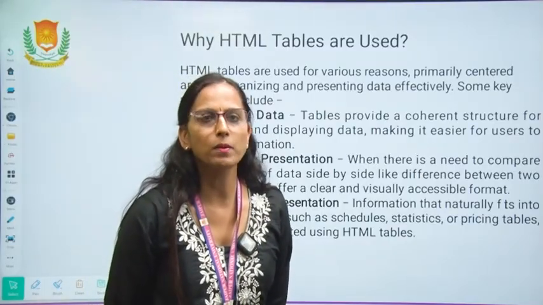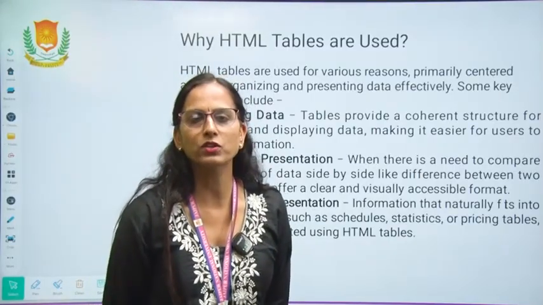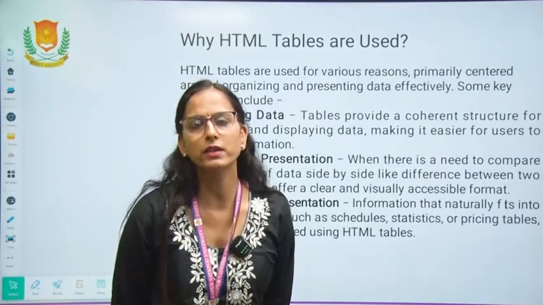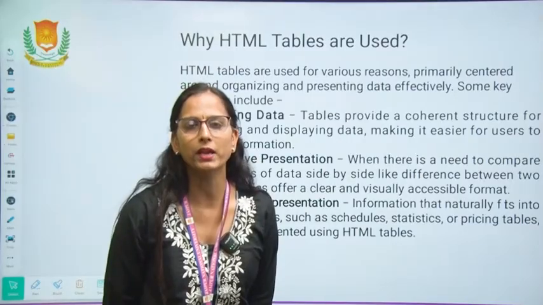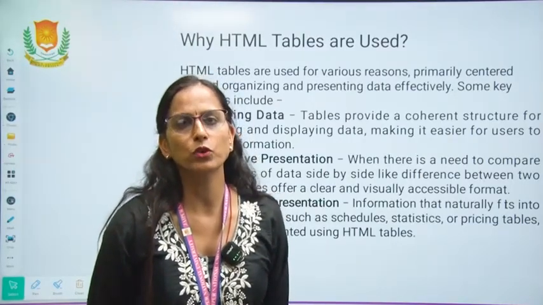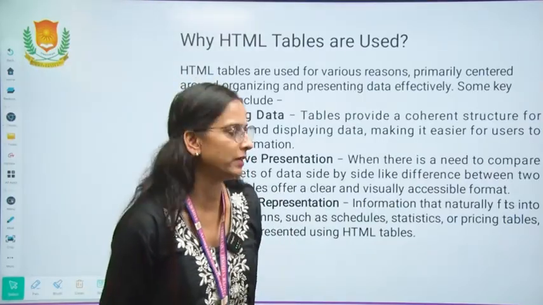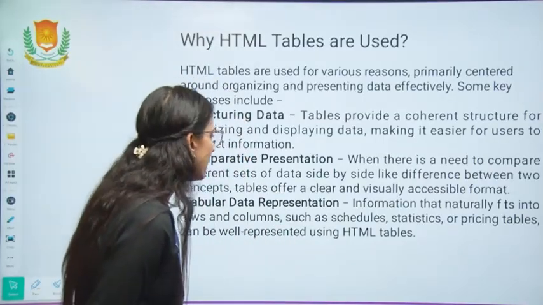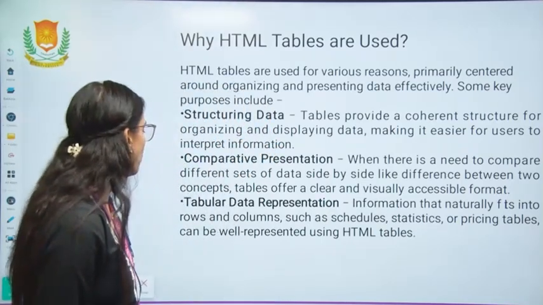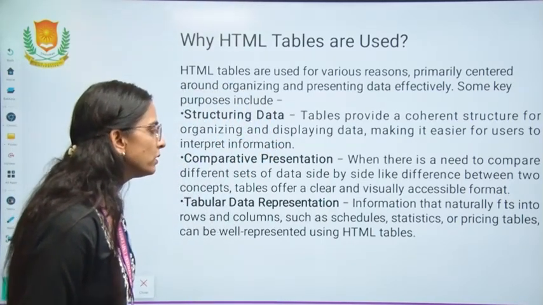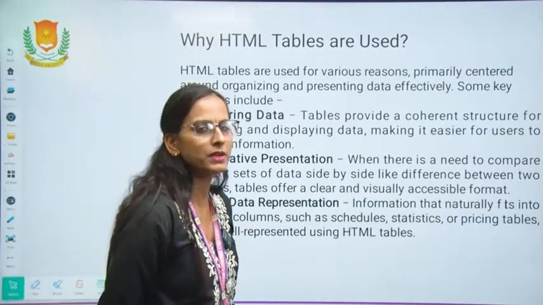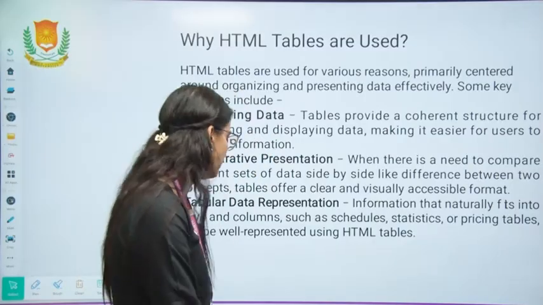Suppose you need to compare the sales and production of a particular company for 5 years, then you can create a table, as compared to a paragraph. Structured information in a table is helpful to interpret and compare the data. Tabular data representation: information that naturally fits into rows and columns, such as schedules, statistics and pricing, can be well represented using HTML tables.